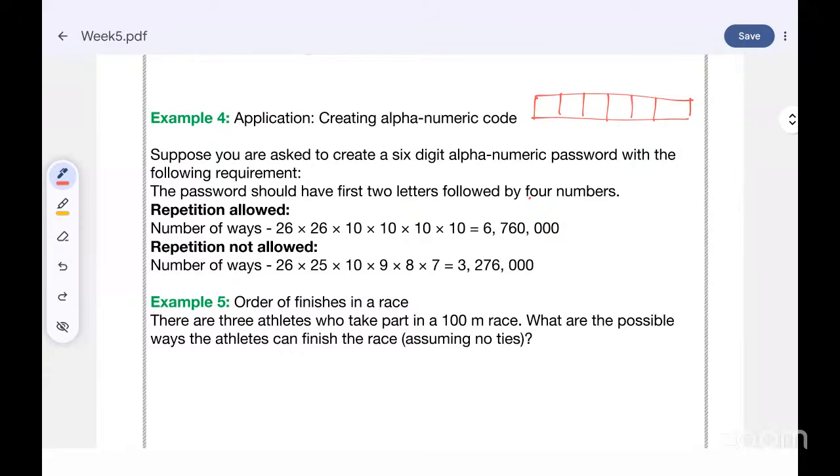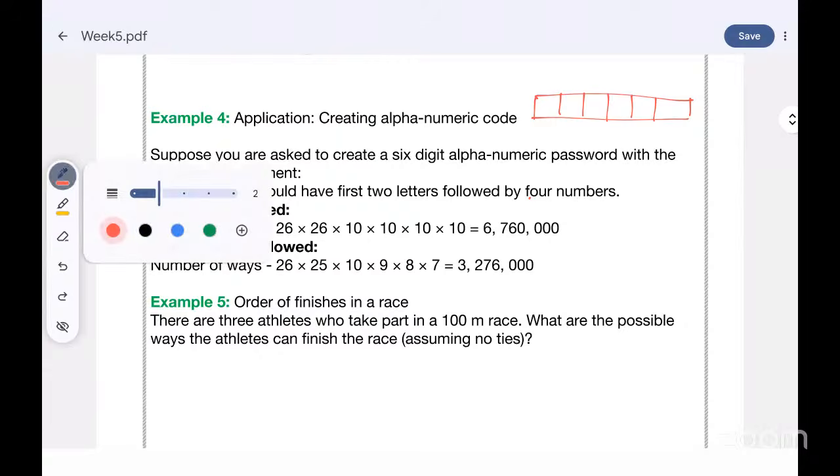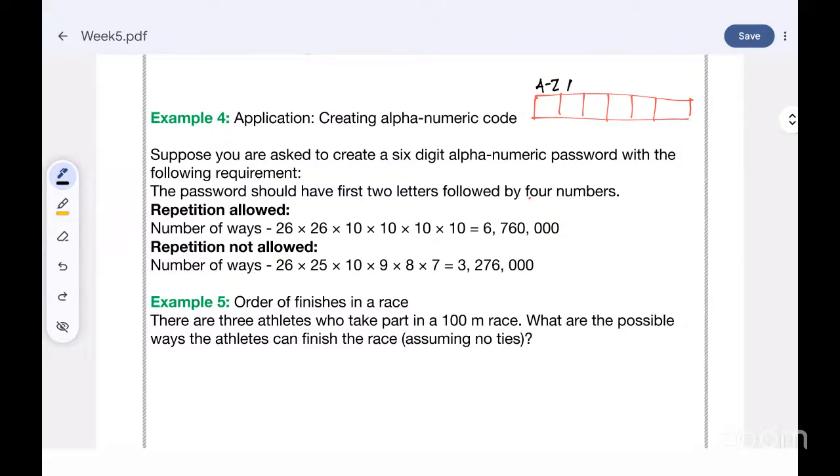Out of these 6, you have the first one here A to Z, and here also A to Z, because the first 2 are letters. And then followed by numbers, so for the numbers you have options 0 to 9, 0 to 9, 0 to 9, 0 to 9.